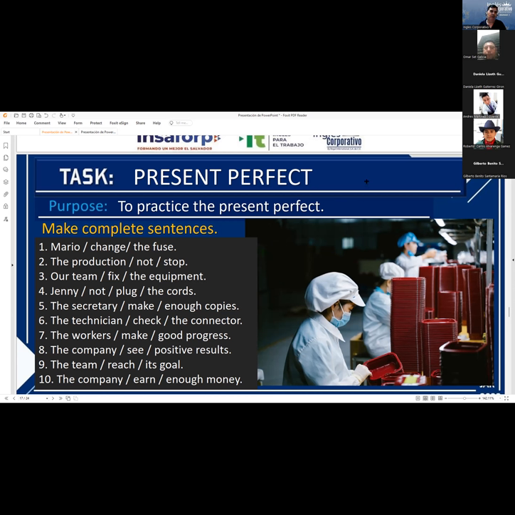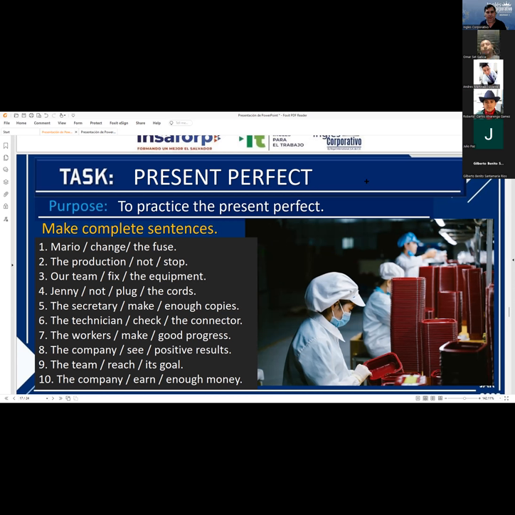Okay, number one. Mario has changed the fuse. Teacher, what is fuse? Fusible. And also mecha, if you're talking about dynamite, the fuse, mecha. Okay, number two. The production has not stopped. Yeah, the production hasn't stopped.